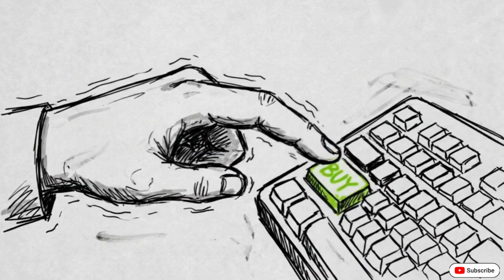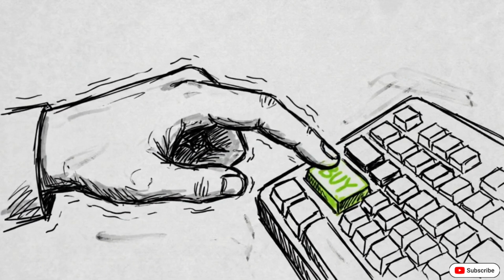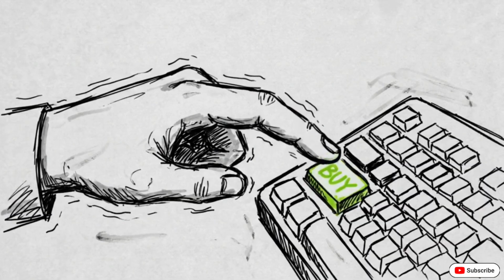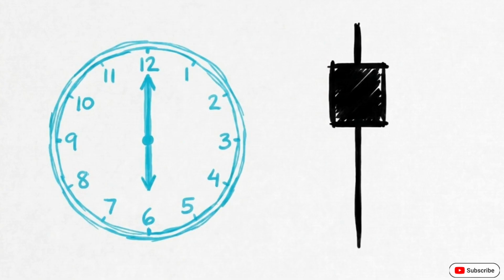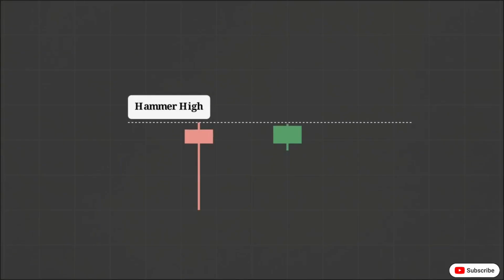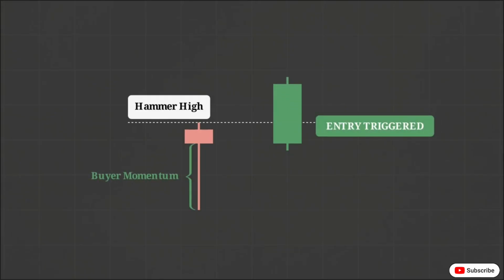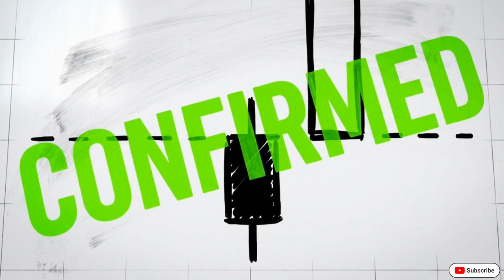Step 3. Even if the setup looks perfect, resist the urge to enter the trade the moment the hammer candle closes. Professional setups require waiting for the very next candle to provide confirmation. The trigger occurs when the next candle is bullish and pierces the high of the hammer. This movement shows that the buyers are maintaining the momentum they started during the hammer's formation. This break of the high provides the necessary evidence that the trend is shifting, turning the pattern into an actionable signal.